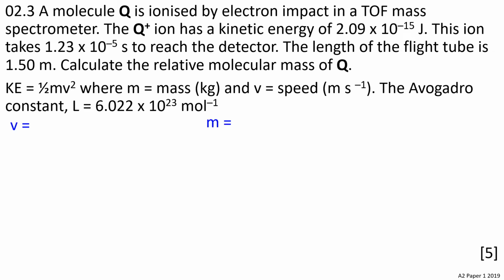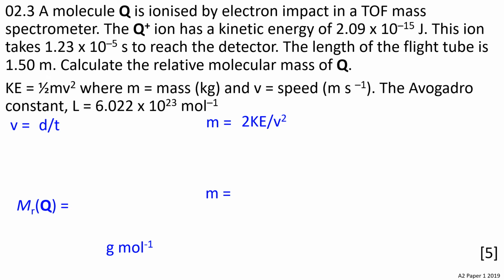Velocity, mass, we've got 2 masses there, so there's probably going to be a unit conversion, and then we've got molar mass, the molar mass of a molecule of Q. So we can get the velocity from distance divided by time. We can get the mass by rearranging the KE expression, the kinetic energy expression given to us in the question. It's always worthwhile rearranging algebraically before you put numbers in if you can.